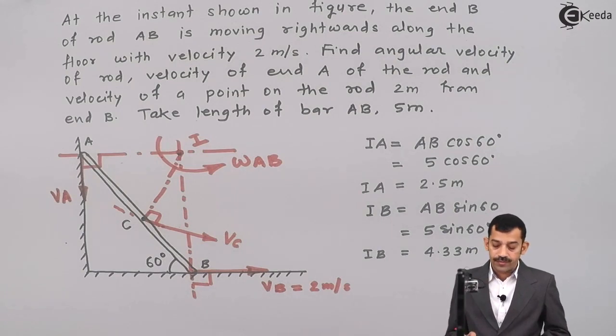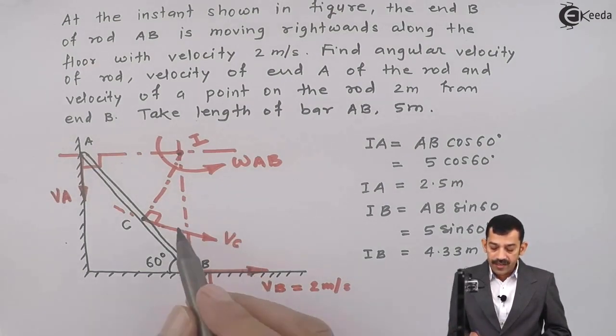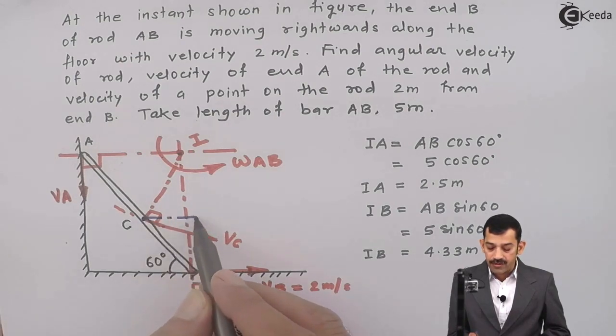BC length is known, it is 2 meters. Now what is important is the direction of linear velocity of point C. Assume VC is inclined at some angle, say alpha, with the horizontal.